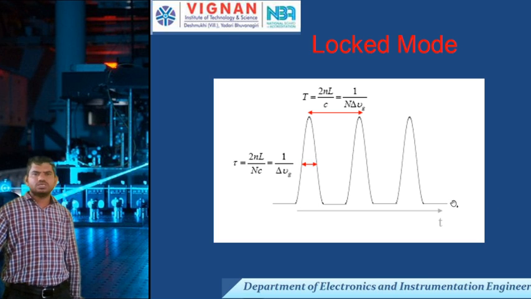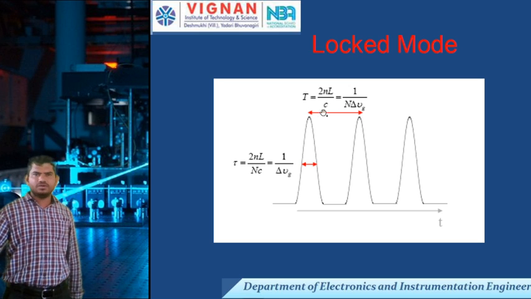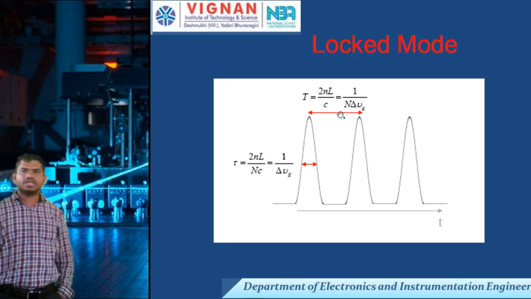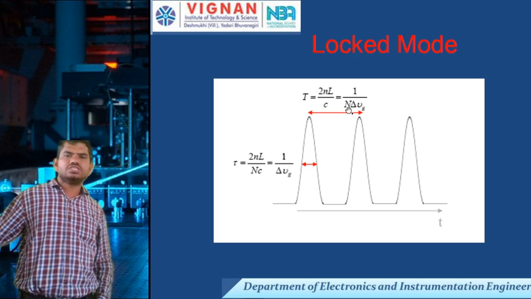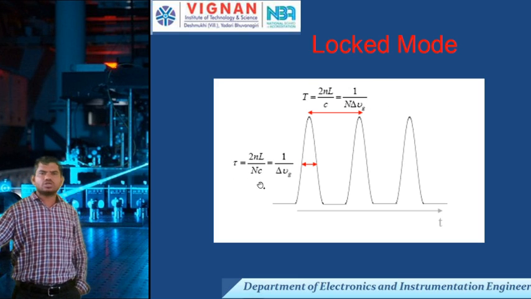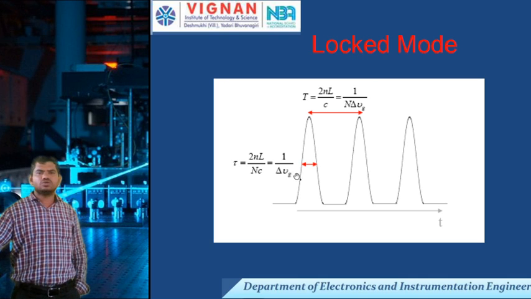In this pulse, how can we calculate the pulse duration t? It is t = nL/c, that is equal to 1/(nΔν), that is tau = 2πL/Nc, that is equal to 1/Δν. These are for mode locking.